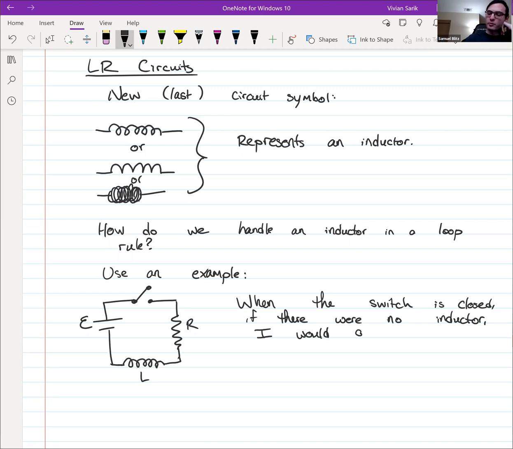It would go from 0 to E over R immediately, or instantaneously. Now that is a large change in current, right? In fact, it's an infinite change in current because it happens instantaneously. But because the inductor is present, we know that the inductor will act to oppose the change in current. It will act to slow it down, to prevent it from changing as much. And in doing so, it induces an EMF.